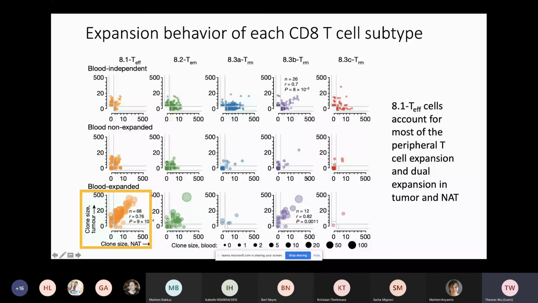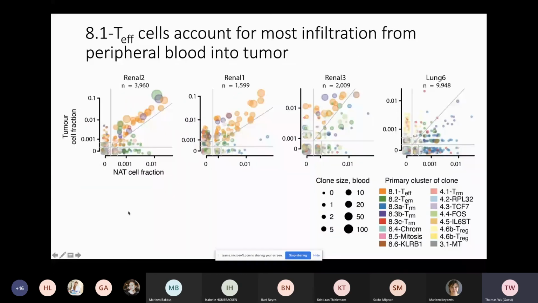You see some occasional exceptions here, in particular this resident memory T cell, which we're not clear how to make much sense of. But we do see that the majority is due to this effector T cell type. And if you plot these colors back onto the original plots, you can again see that these orange dots lie along the center with the large dots, meaning they're expanded in both blood and in the tissue. And in the patients that didn't have much expansion in blood or in tissue, you don't see this pattern.